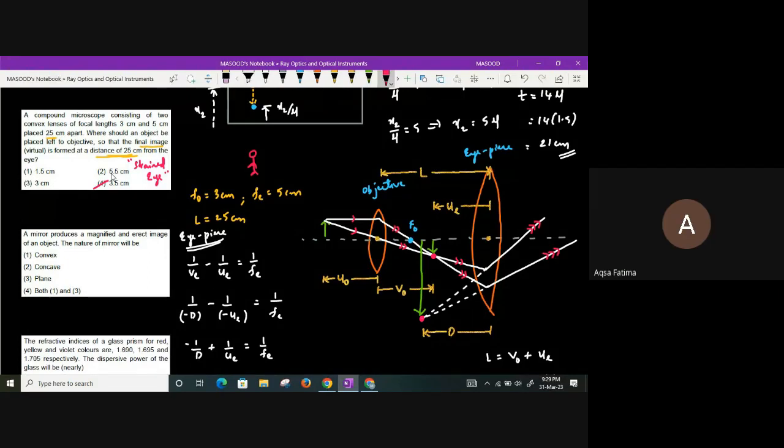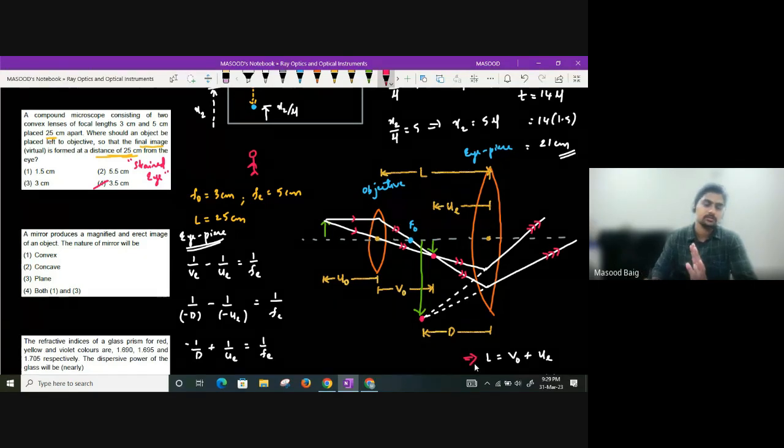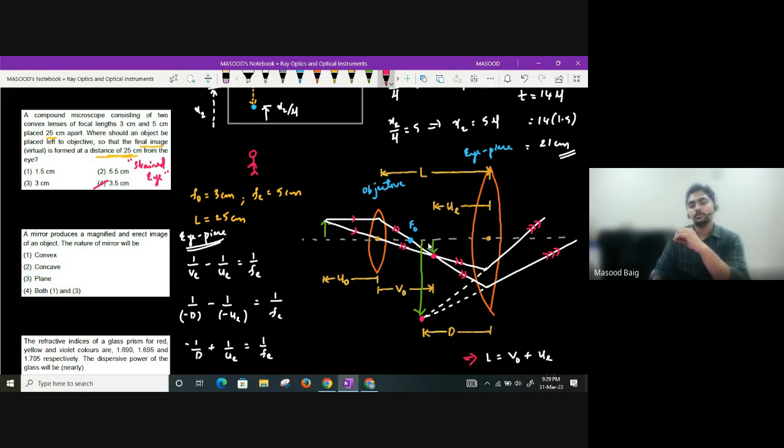Yes, sir. So what we have done in strained eye condition, please remember, in strained eye condition, length of the tube will be V naught plus Fe. Okay. And what is the condition here? Whatever is the image formed by the objective lens, that will behave as object for the eyepiece lens. So I have applied lens formula for eyepiece, I have applied length of the tube formula, and I have applied the lens formula for objective lens in order to come to the answer. Understood, everyone? I hope it is clear.